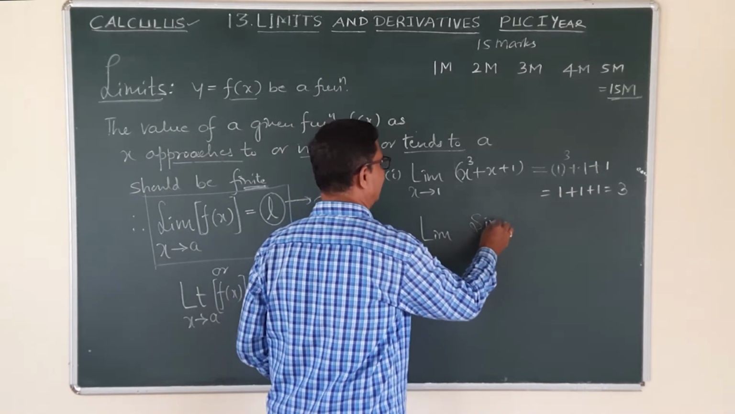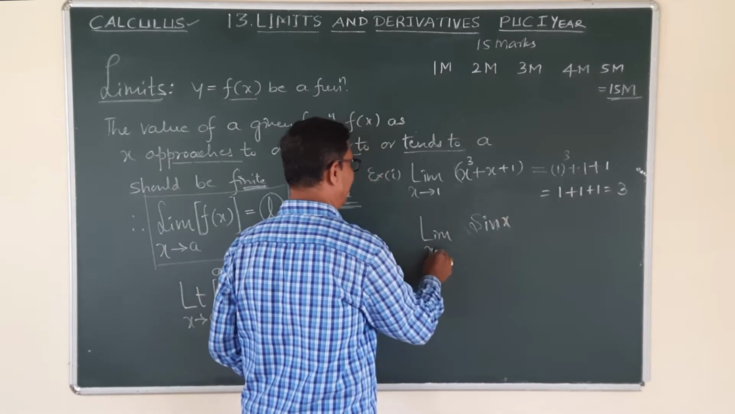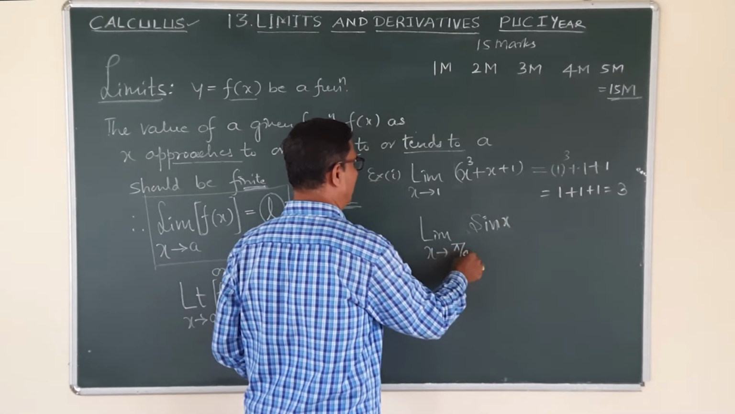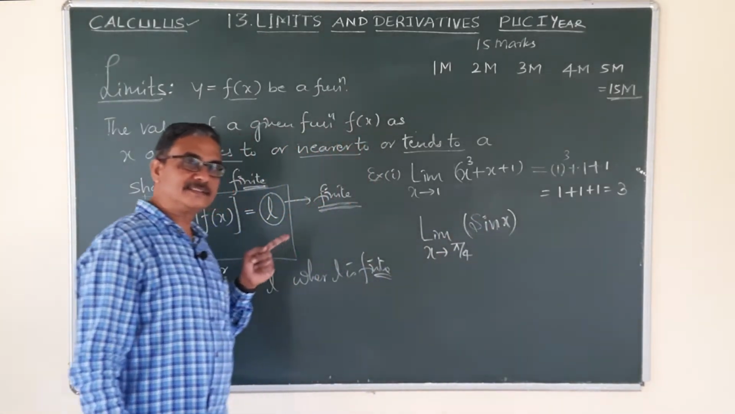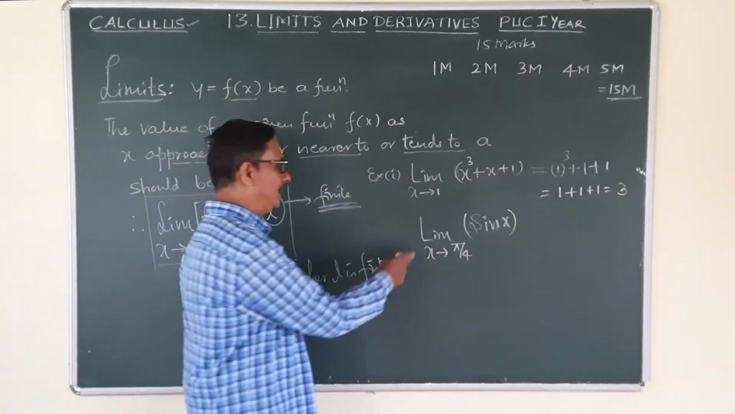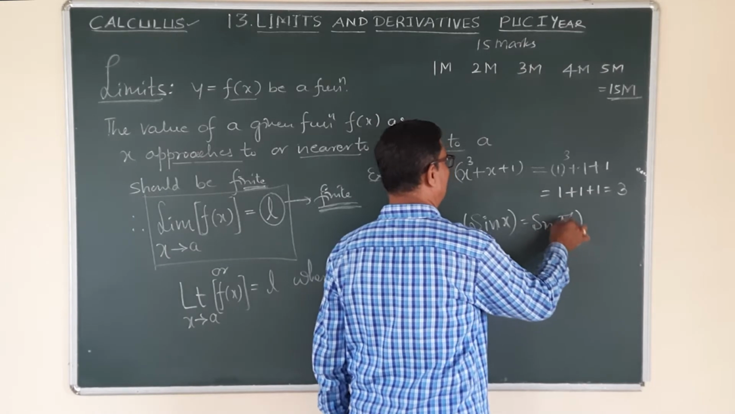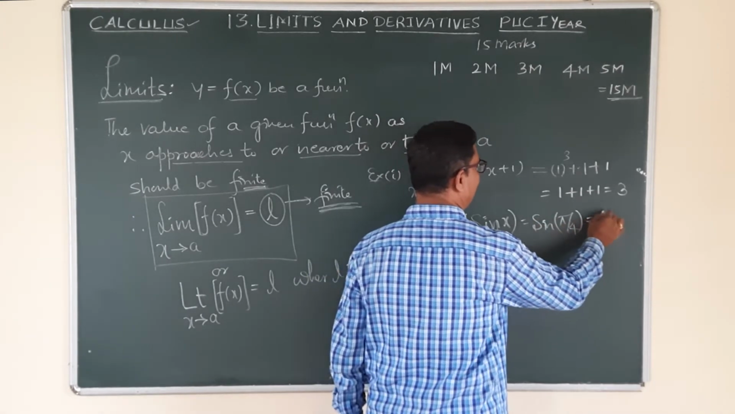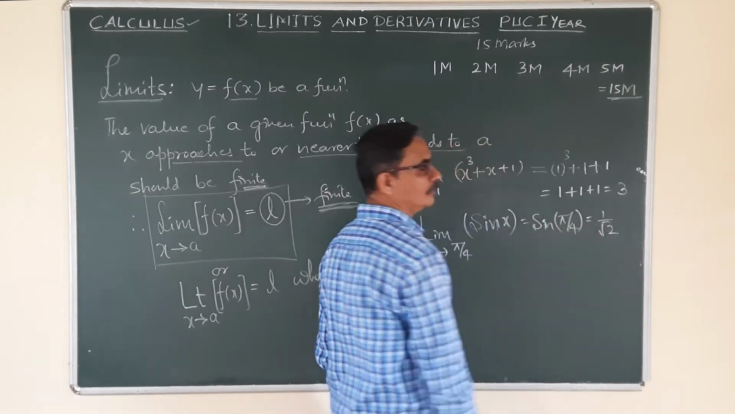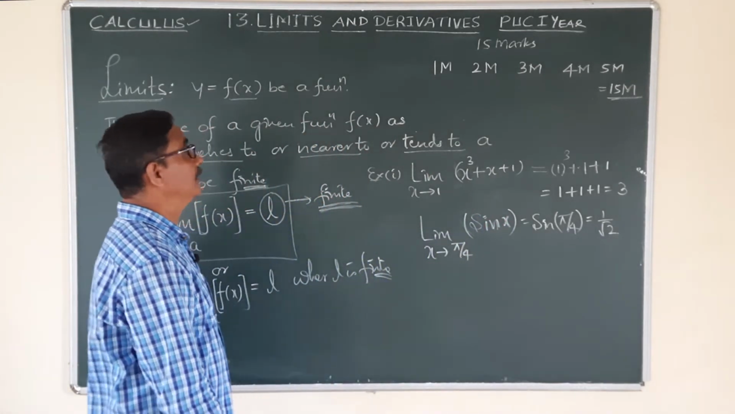Limit of sin x as x approaches pi by 4. x is nearer to 45 degrees. Put x equal to 45 degrees. Sin 45 degrees is 1 by root 2. So 1 by root 2 is a finite value.